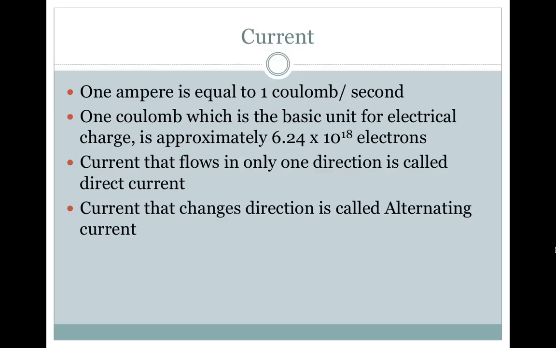1 ampere is equal to 1 coulomb per second. 1 coulomb, which is the basic unit for electrical charge, is approximately 6.24 times 10 to the 18th electrons. Current that flows in only one direction is called direct current. Current that changes direction is called alternating current.